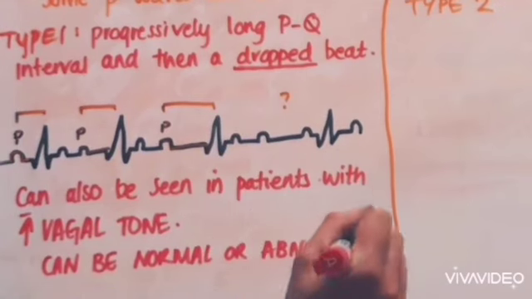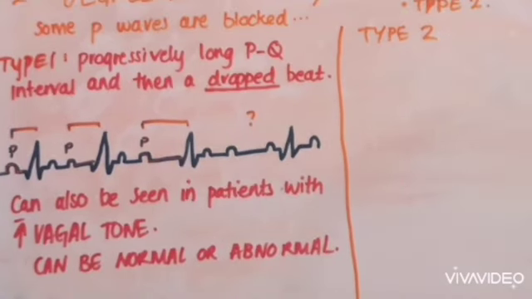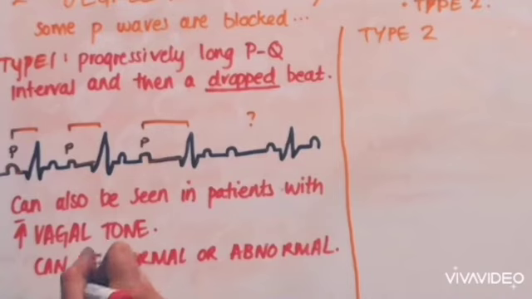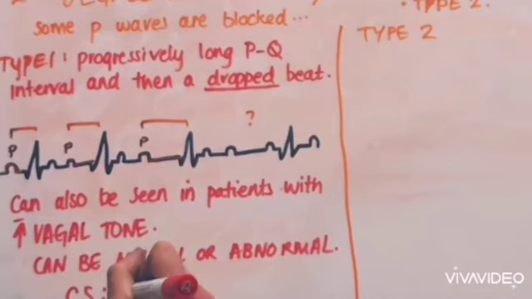And again, this is seen in patients with increased vagal tone. So think, is this physiological or pathological? There will be no clinical signs if the dropped beat is not happening very frequently.